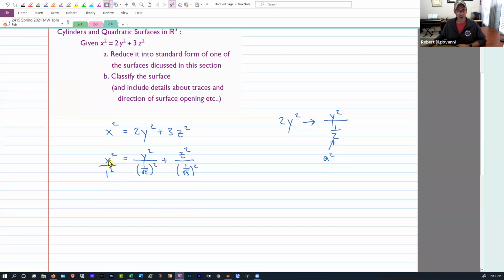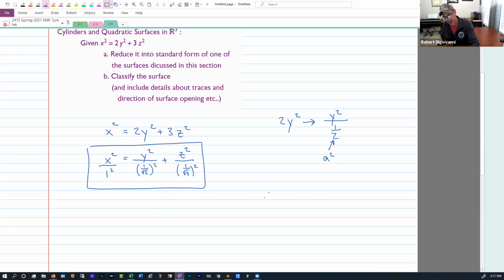And we have x, right? So this cone should come out the x-axis and back. All right, here we've reduced it into standard form. It looks like x squared over a squared equals y squared over b squared plus z squared over c squared. So that is standard form right there. I know what a, b, and c are.